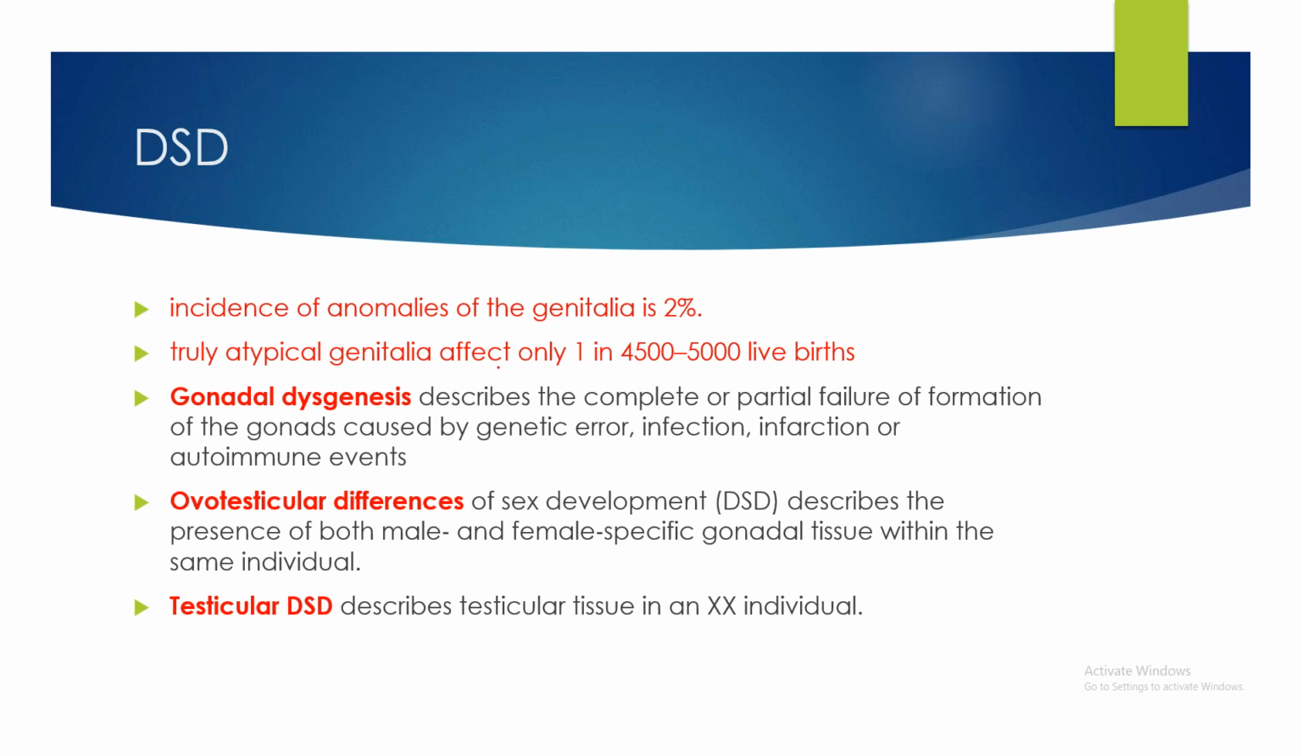So am I clear? There are three types of this DSD. One is gonadal dysgenesis, which is either complete or partial failure of development of gonads only. Ovotesticular means presence of both male and female tissue in the same individual. And testicular is only presence of testicular tissue in female karyotype.